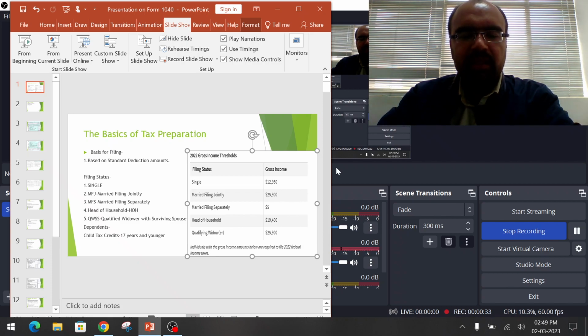Child tax credits can be claimed for children who are 17 years and younger. Filing status single, whose gross income is $12,950. Married filing jointly is $25,900. If gross income is less than $25,900, they don't have to file. Married filing separately, $5 and above they need to file. Head of household status is $19,400 and qualifying widow is $25,900.